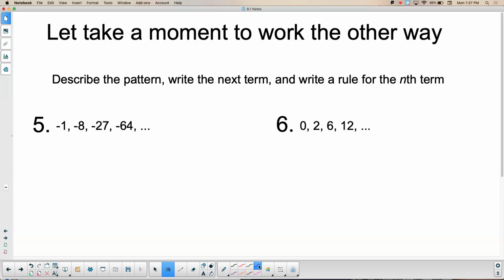So this is broken out into 3 parts. The first part describes the pattern. That's words. I know your math teacher is making you use words. Okay? So if I had to describe the pattern here, I would say that this pattern in number 5 is the negative cubes.